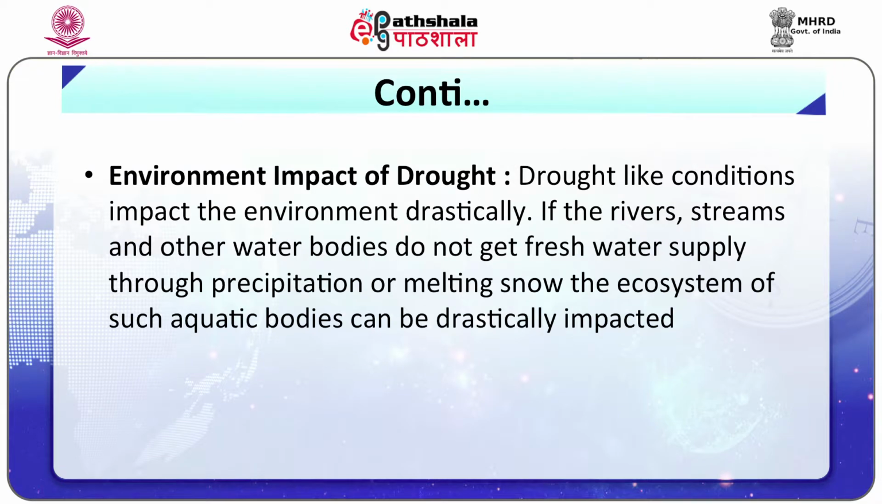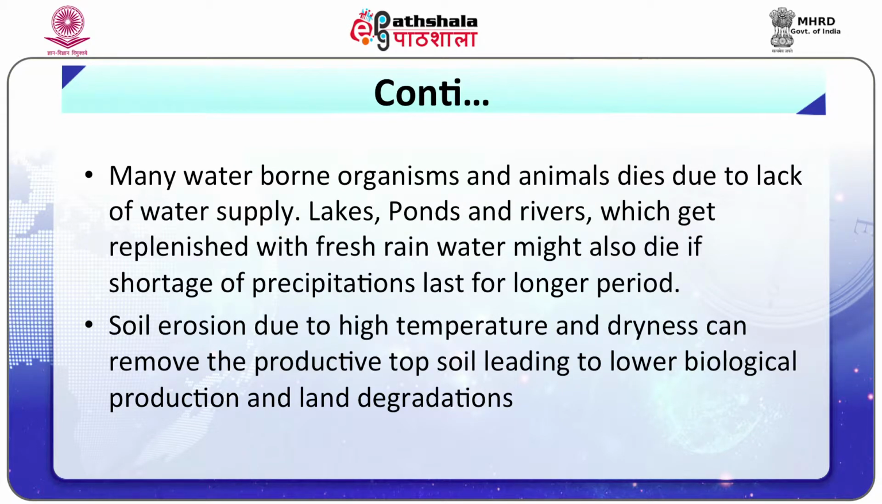Let's discuss the environmental impact of drought now. Drought-like conditions impact the environment drastically. If the rivers, streams and other water bodies do not get fresh water supply through precipitation or melting snow, the ecosystem of such aquatic bodies can be drastically impacted. Many waterborne organisms and animals die due to lack of water supply.